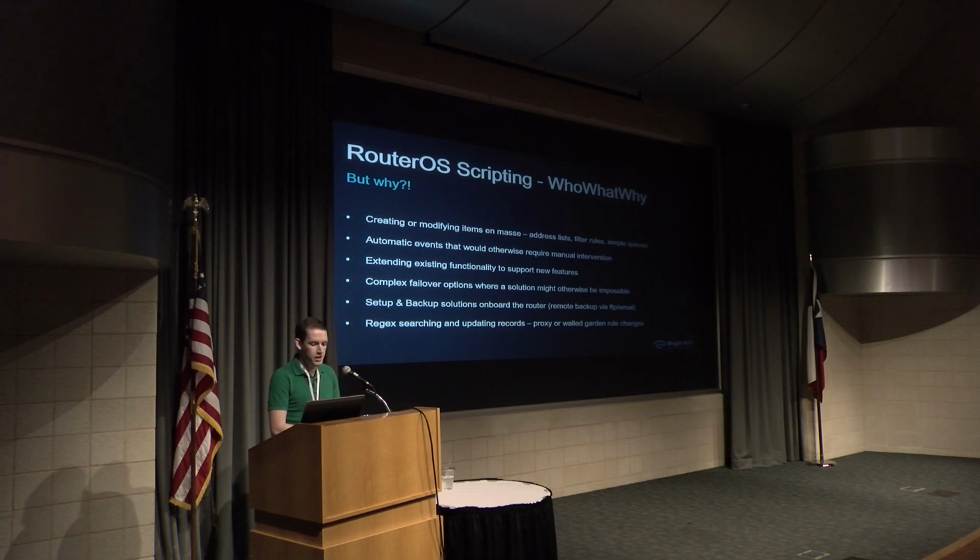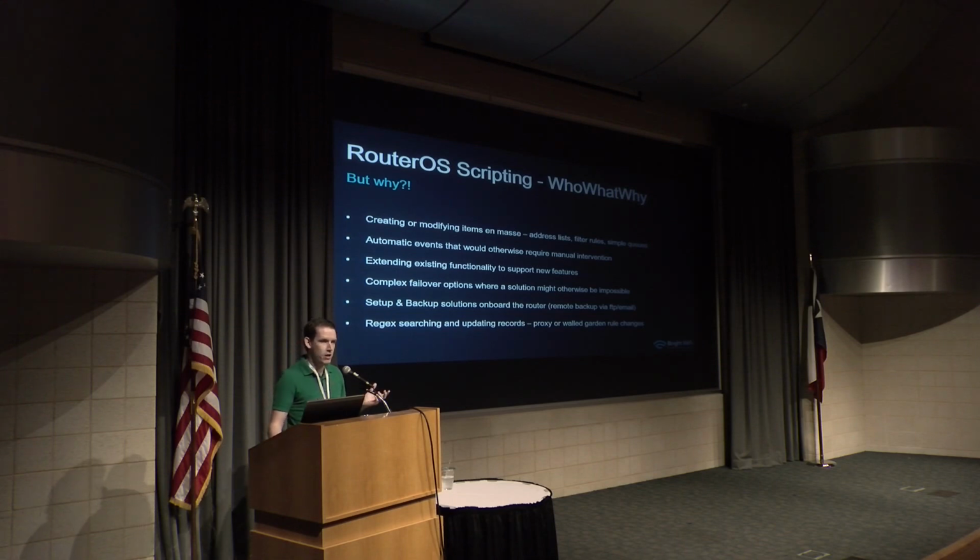Extending existing functionality to support new features. There's an example coming up where the trial user on a hotspot can normally only limit a user by time or by a rate limit. There's no way to actually limit by data at the moment, but using scripting, you can keep track of all the active users on a hotspot, look for trial users, and actually create an on-router user and kick them out when they reach a certain data limit. So that functionality doesn't exist on RouterOS itself, but using an automated script, you can build that in.